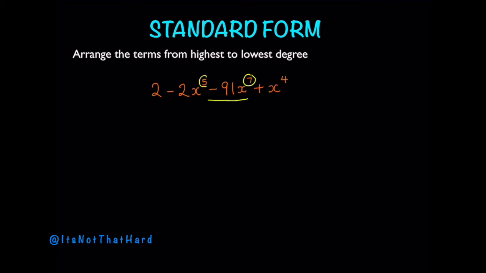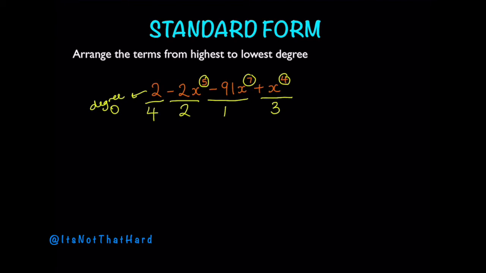And then x to the 5 would come next. x to the 4 would come next. And constants are actually degree 0. So here, this would be degree 0. And so it would come last. So if we're going to arrange this, we're going to actually number how we're going to write it out. So this term is going to come first, then this one's going to come second, this one's going to come third, and then this one's going to come last.